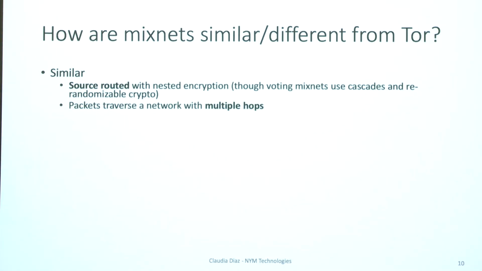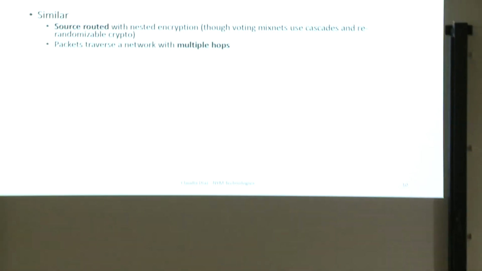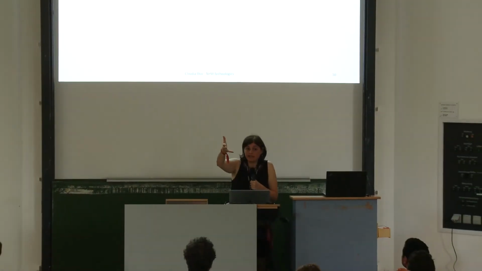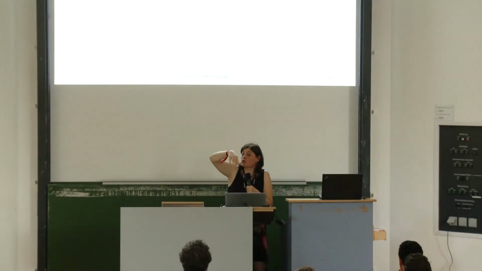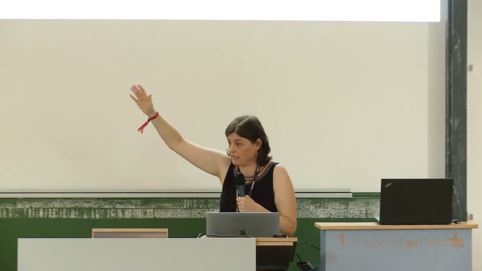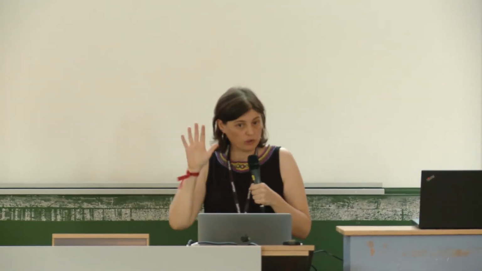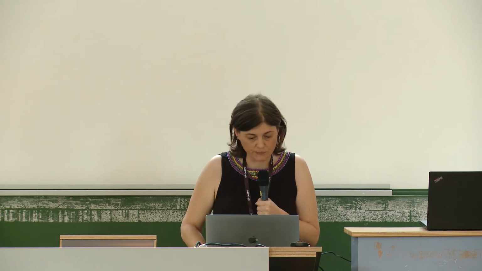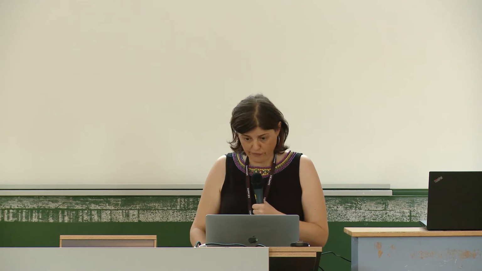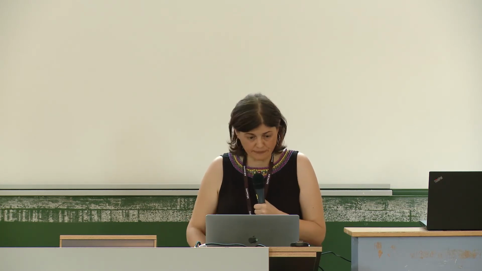Other systems exist that are hop by hop routing, meaning that the sender sends to one entity in the network, and then that entity decides on who the next hop is, and then that one decides on the next. Those systems are vulnerable to route capture attacks, and generally source routed is more desirable. And they're also similar in that we have cells or packets that traverse a network with multiple hops, in which each hop is performing a cryptographic transformation of the packet.